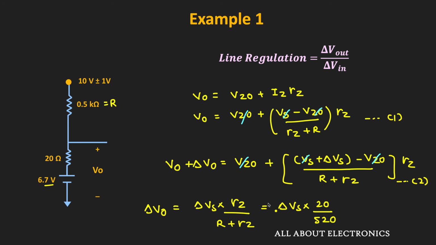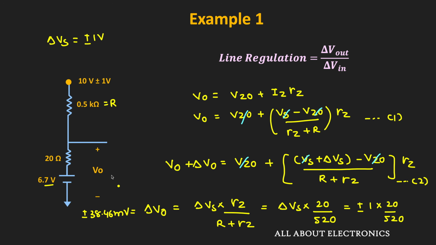Or we can say that this delta Vout is equal to delta Vs times this 20 ohm divided by 520 ohm. So here we have been given that this delta Vs or the supply voltage is changing by plus minus 1 volt. That means due to that, the change in the output voltage is equal to plus minus 1 times 20 divided by 520, and that is equal to plus minus 38.46 millivolt.